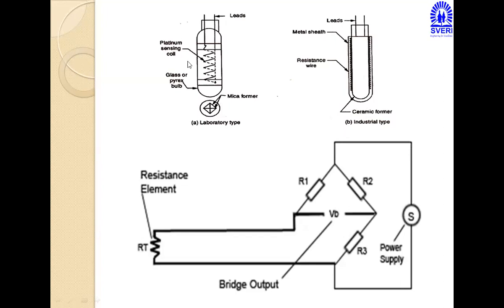For example, see, this is the glass or Pyrex bulb, and in that a platinum sensing coil is there. The platinum sensing coil senses the temperature changes or variation with the help of the resistance element, and this resistance element transfers the changing temperature to the Wheatstone bridge, and the Wheatstone bridge notes the output voltage here. Clear?